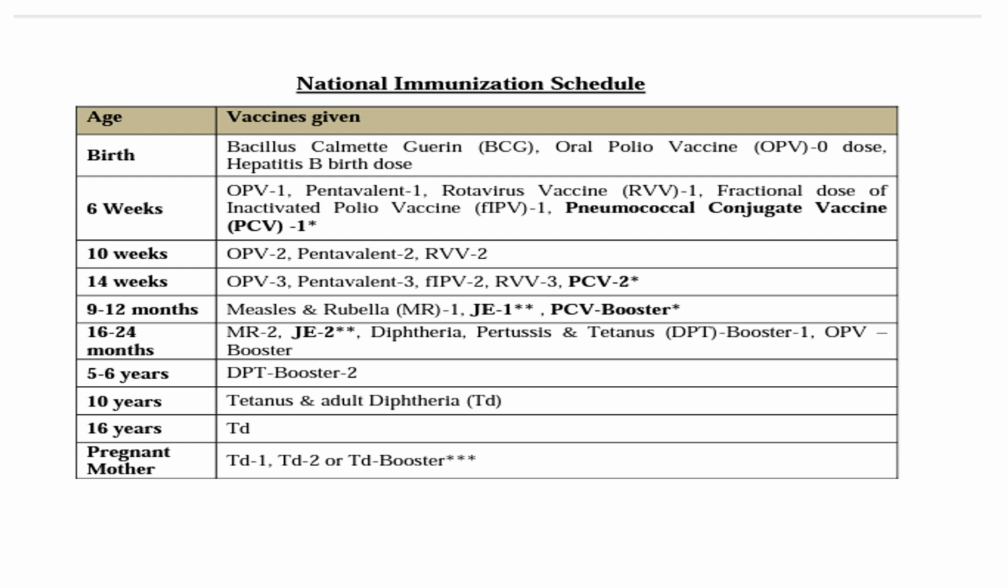At 9 to 12 months of age is the time for measles rubella, that is MR1, and JE1, that is the Japanese encephalitis vaccine, and the PCV booster dose. At 16 to 24 months, we have the MR2, JE2, DPT booster 1 and OPV booster. At 5 to 6 years, we have the DPT booster 2, and at 10 years, we have the tetanus and adult diphtheria, that is TD. At 16 years, we have TD. And for pregnant mothers, we have either TD1, TD2 or the TD booster.